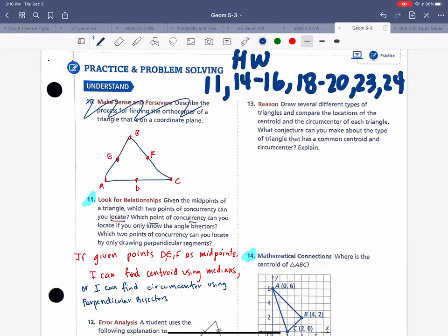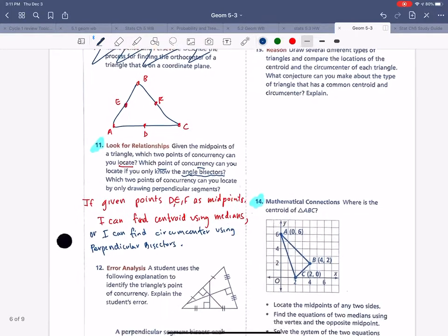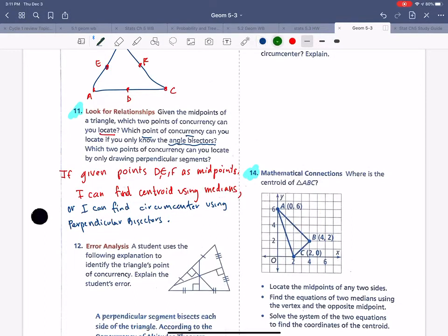Which points of concurrency can you locate if you only know angle bisectors? Okay, so we know angle bisectors make incenters, okay?